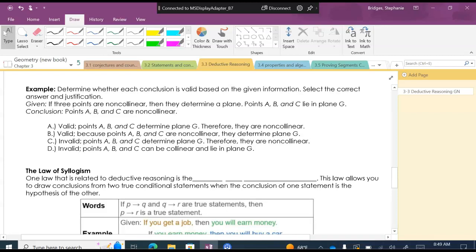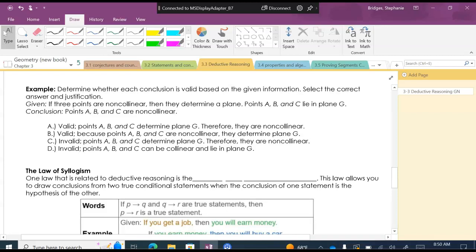So for law of detachment, this is what has to happen. We are given a conditional statement: if our hypothesis, then our conclusion. Then you're going to be given another statement. If that statement is not reiterating the hypothesis, then your conclusion is invalid.